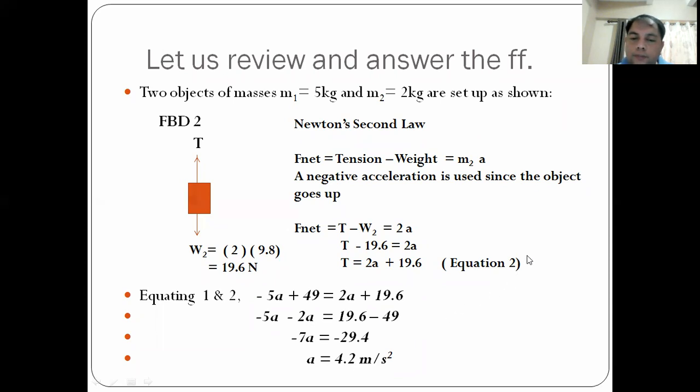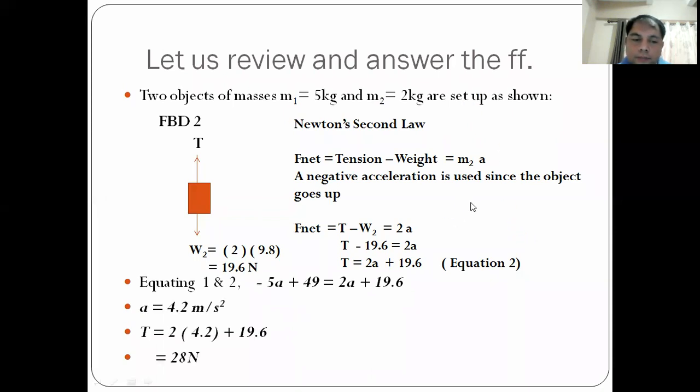Now for our tension, if we calculate it, we can use one of the two equations, either equation 1 or equation 2. In this case, let's say we use equation 2. Equation 2 again is T equals 2A plus 19.6. Substituting the value of A, which is 4.2, times 2, which is the mass, plus 19.6. So the tension on either side of our system will be equal to 28 newtons.